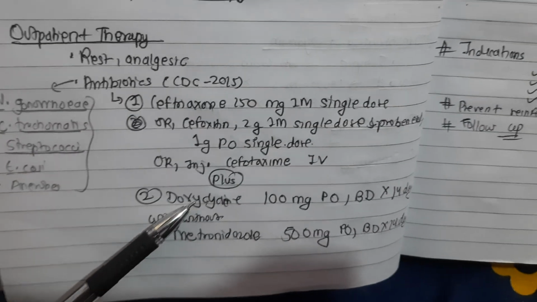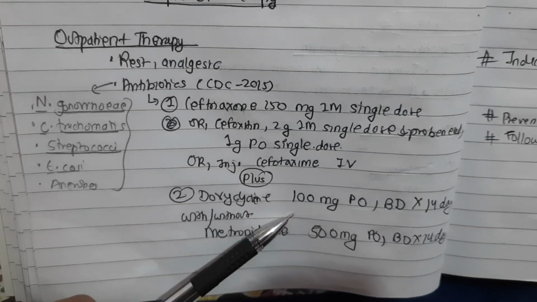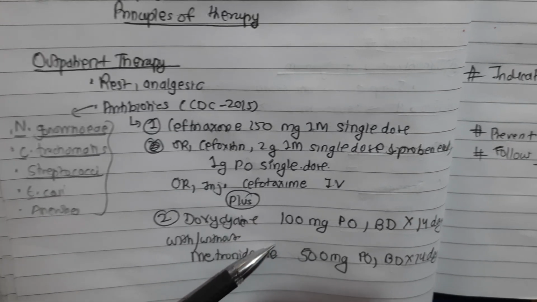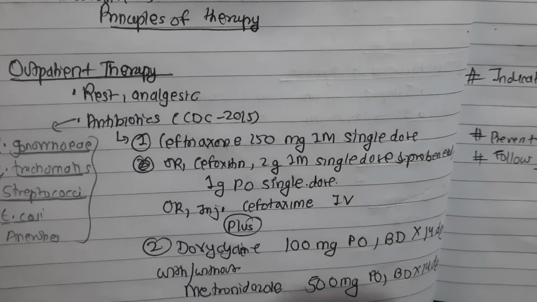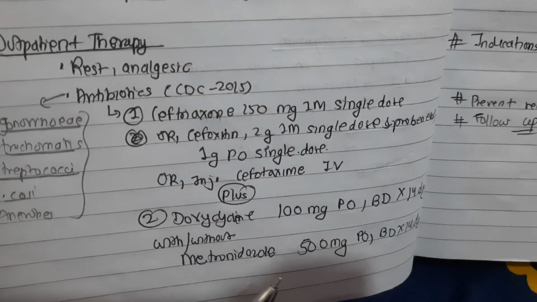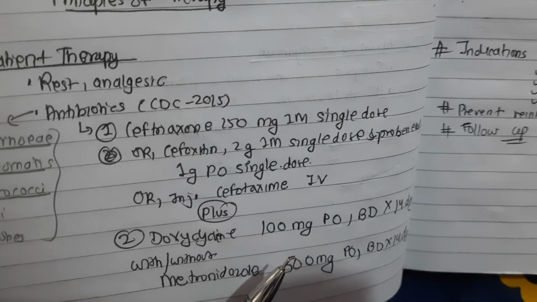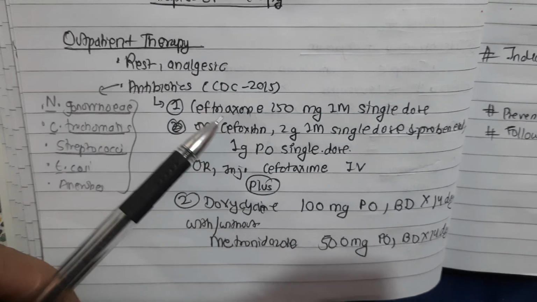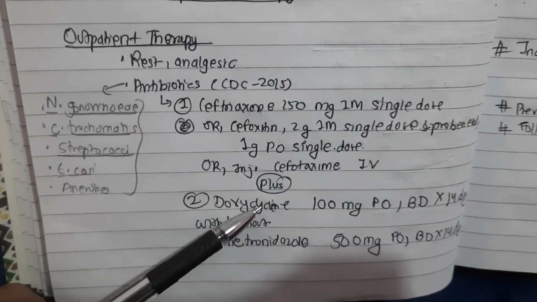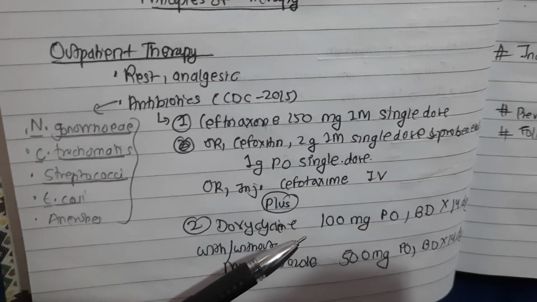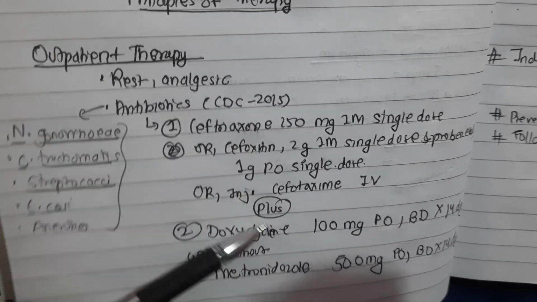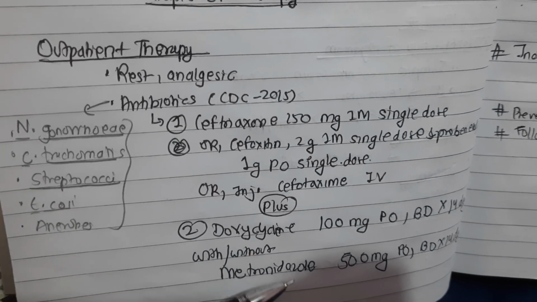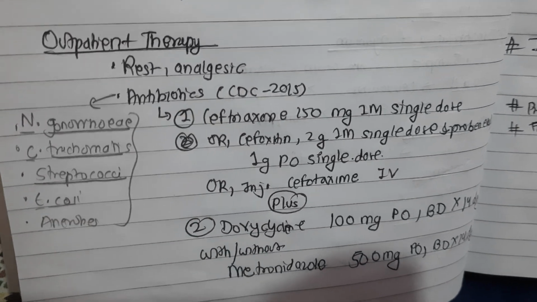And doxycycline, we have 100 mg per oral 2 times a day for 14 days, with or without metronidazole 500 mg oral twice a day for 14 days. So the treatment is ceftriaxone 250 mg intramuscular single dose and doxycycline 100 mg PO BD for 14 days, with or without metronidazole. Ceftriaxone, doxycycline, and metronidazole. Please remember these 3 drugs.